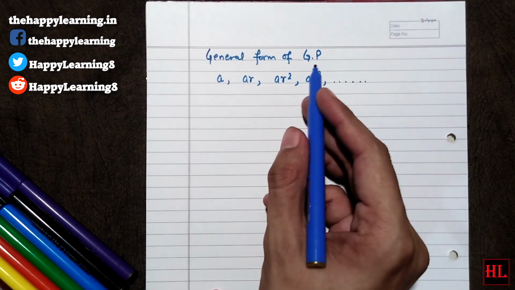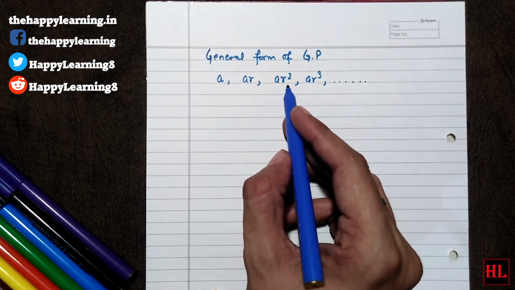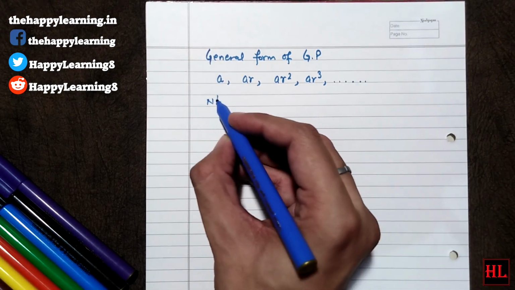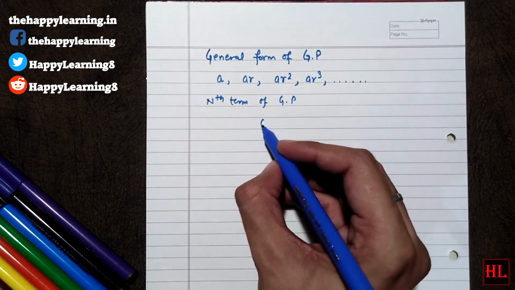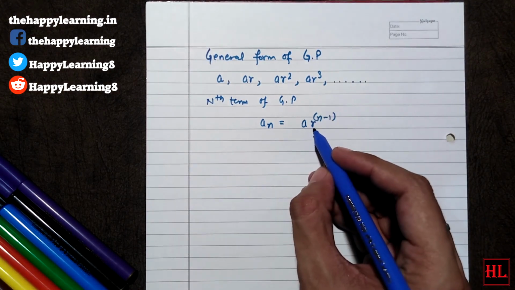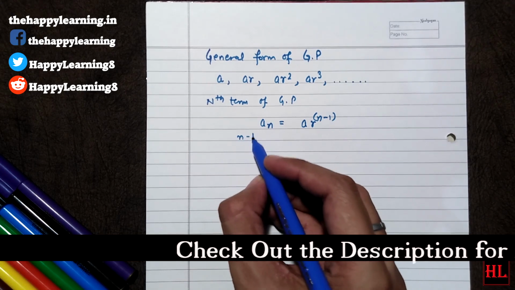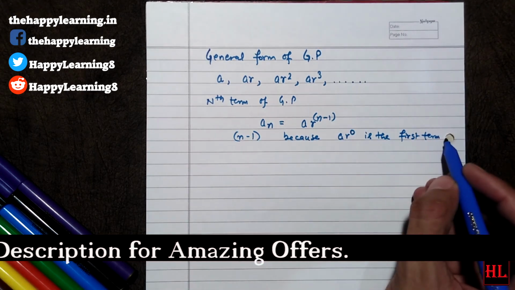The general form of a geometric progression is A, AR, AR square, AR cube, and so on. And the nth term of a GP is denoted by an and the nth term is AR raised to power n minus 1. We have used n minus 1 because AR raised to power 0 is the first term.